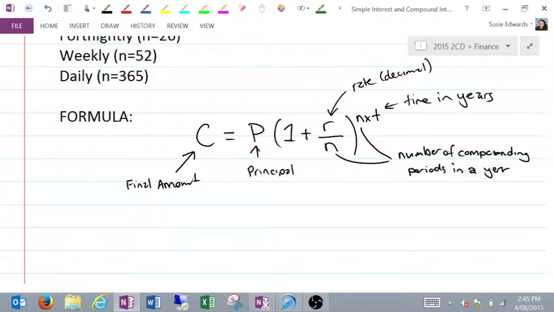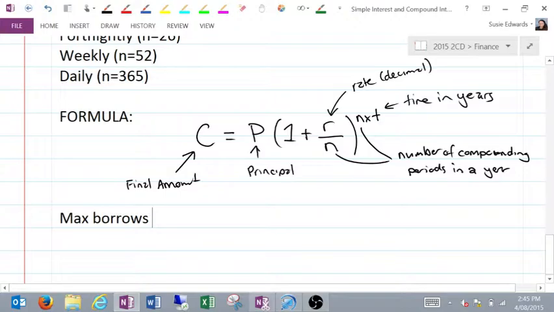All right, let's try an example. Who wants to borrow some money? Max, since you got grumpy before. Max borrows. How much money? 15 grand.